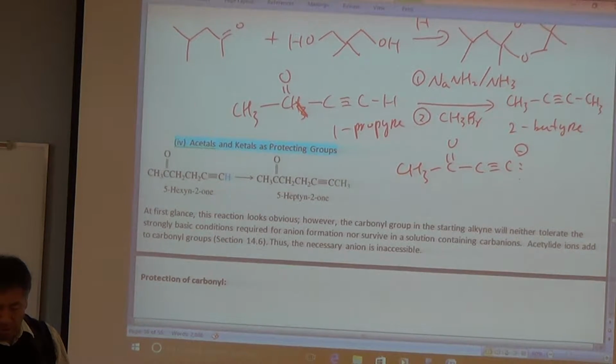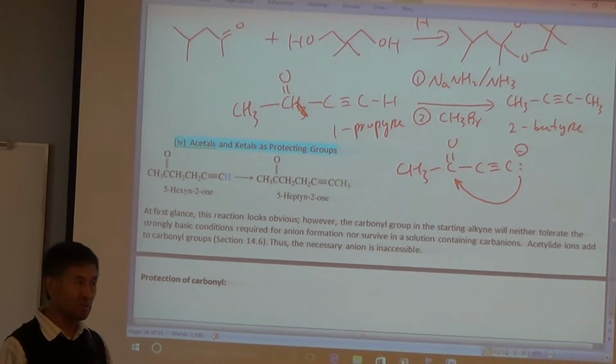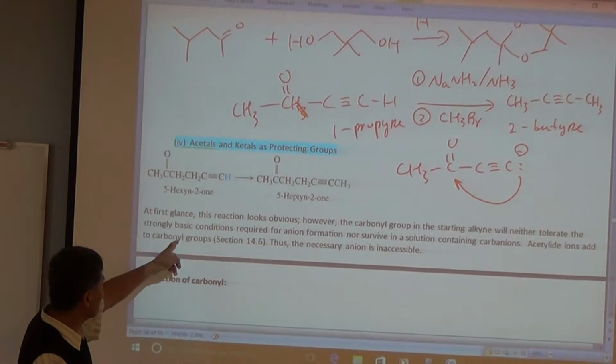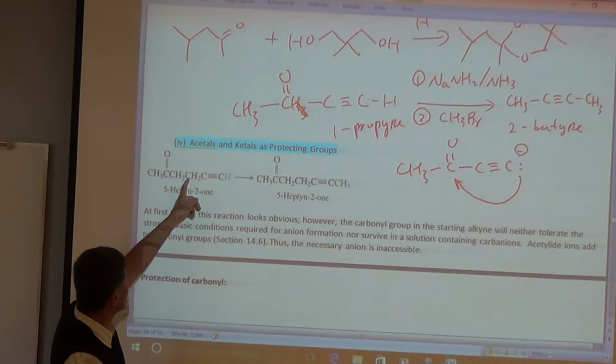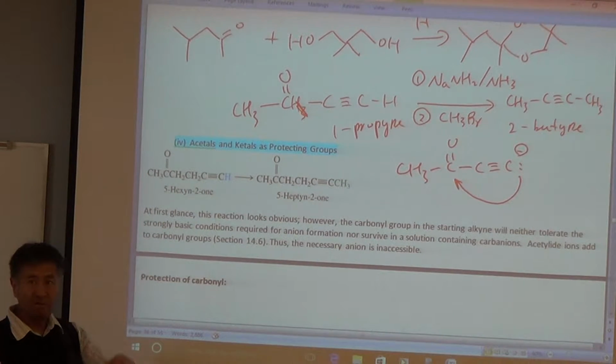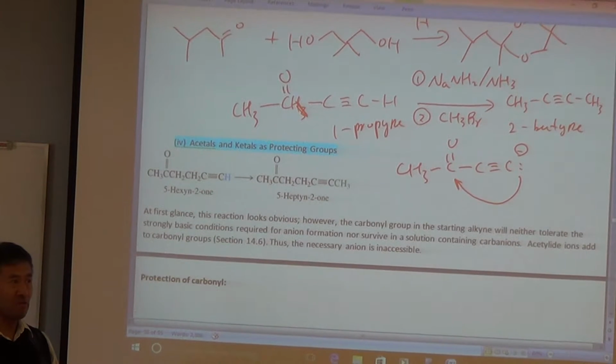So for this one, it's probably not that bad, because it cannot go back and attack that easily, since you would only produce a 3-member ring. But for this one, you have 1, 2, 3, 4, 5. So you can bend back, and you have enough carbons in the middle to attack the carbonyl carbon. The carbonyl carbon has a positive charge. So therefore, we have to protect this carbonyl.